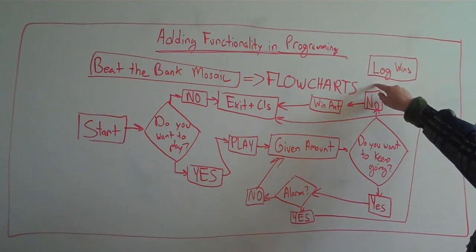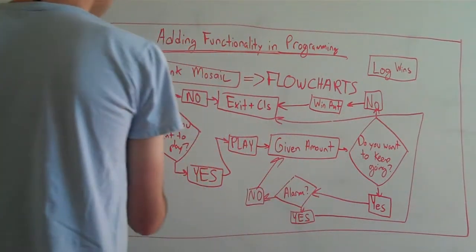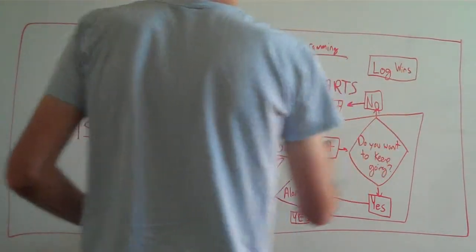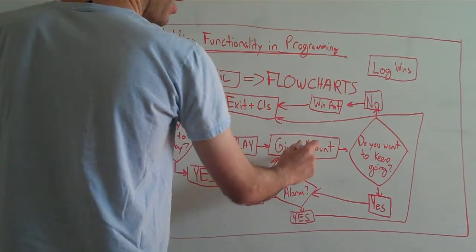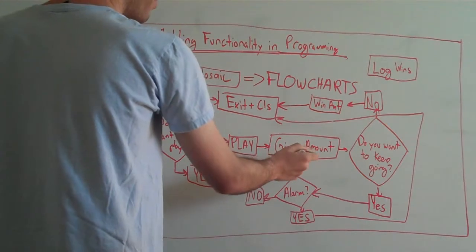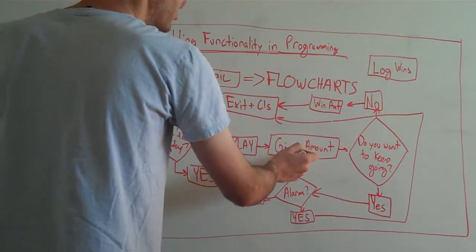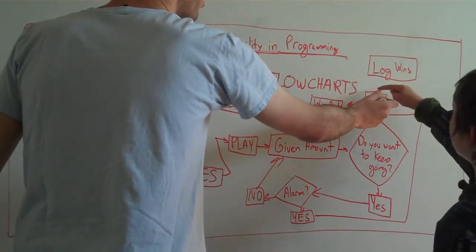To right here. So as we're going along, I'm going to trace along, and you tell me when I should put the marker over here. Start. Do you want to play? Yes. Play. I'm given an amount. Do you want to keep going? Yes. Alarm? No. I'm given an amount. Do you want to keep going? Yes. Alarm? No. Given an amount. Do you want to keep going? No.